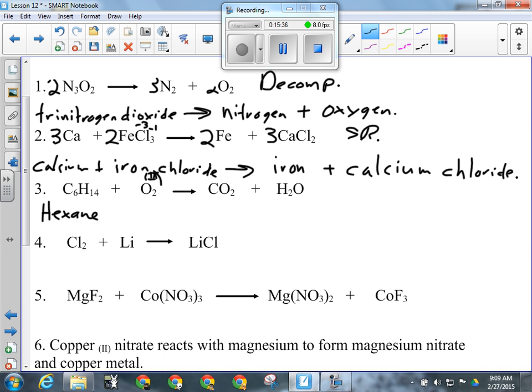Everybody all right with that one? All right, next one. We've got a hydrocarbon, in this case hexane, so it contains carbon and hydrogen, reacting with oxygen gas to produce carbon dioxide and water. What kind of reaction is that? It's a combustion reaction.